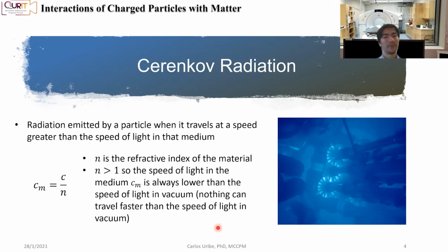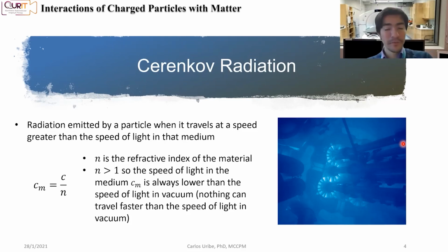Oh yeah, one more type of interaction of charged particles in a medium is what is called Cherenkov radiation. So this photo on the right is looking at a nuclear reactor. These nuclear reactors emit this bluish light. But why is this blue light coming out?